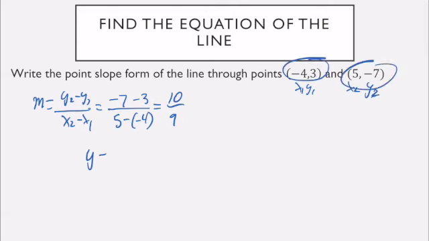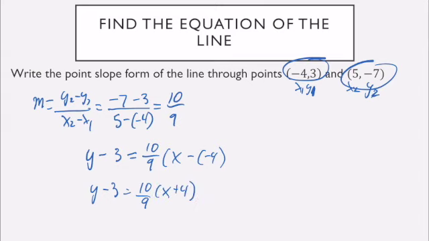I could actually use either point, but I'm going to go ahead and use this one that I labeled x1, y1. So I've got y minus 3 equals 10/9 times x minus a negative 4. So I have y minus 3 equals 10/9 x plus 4. I need to go ahead and distribute. Y minus 3 equals 10/9 x plus 40/9.